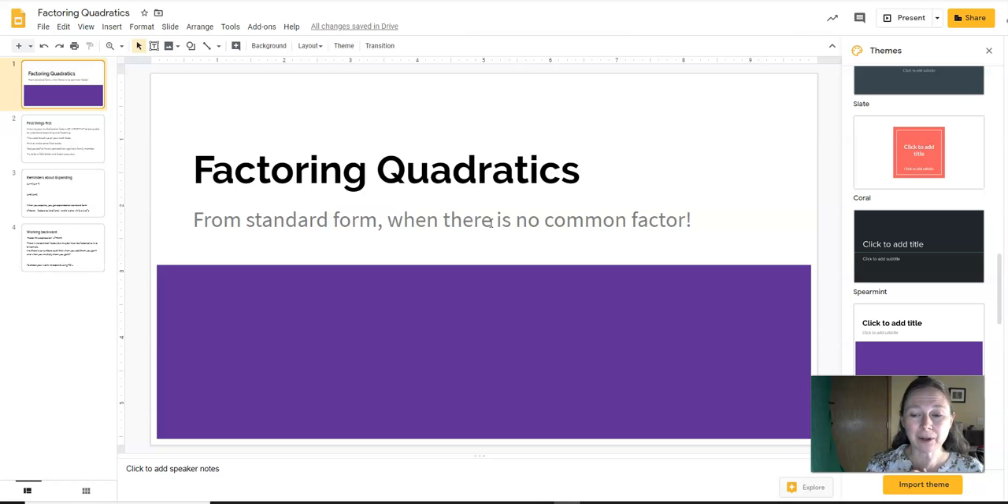So today we're going to learn to go backwards, how to start from the expanded form and take it back to the factored form. There is no common factor with all the terms in the trinomial, so you have to expand it back into two binomials.